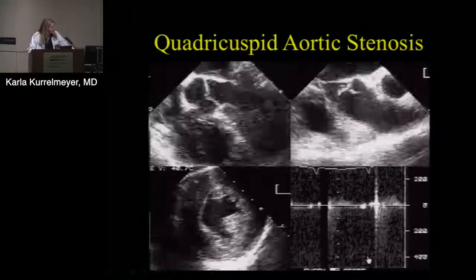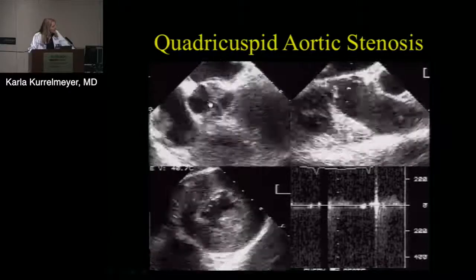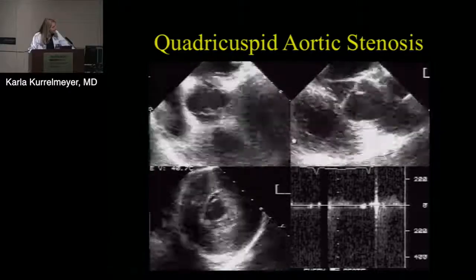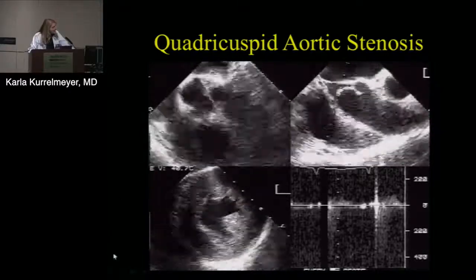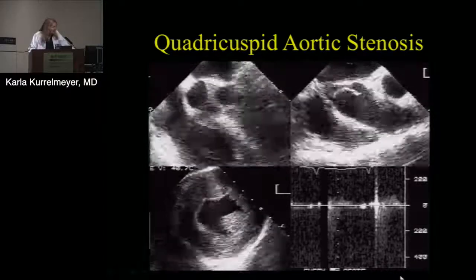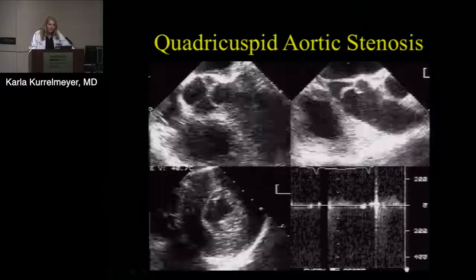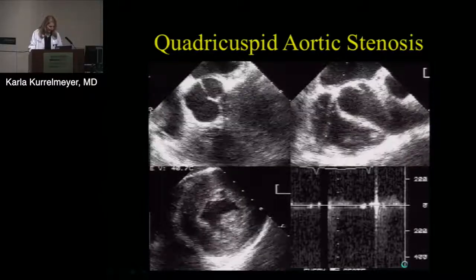This was a patient that we did in the lab, and you can see it's a TEE. It's a quadricuspid valve, 1, 2, 3, 4 leaflets. You see 3 on the long axis view, significant hypertrophy, and we could not get aligned on the transgastric views with that stenotic jet. But you can see probably severe aortic stenosis with a peak velocity probably greater than 4.